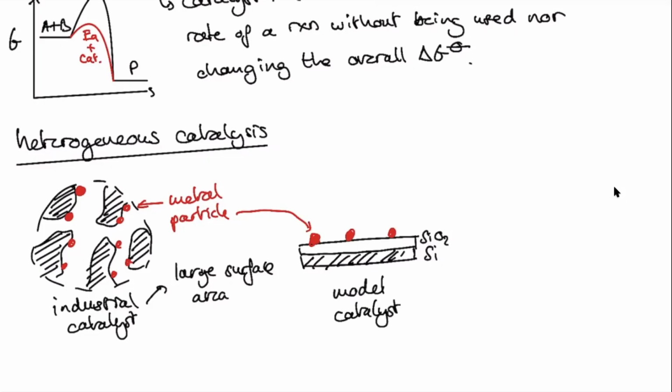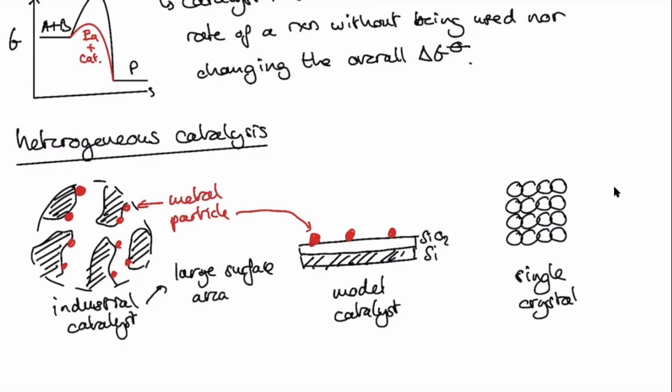And if you go to academia, people even look at single crystal catalysts, right? So you would, for example, take a lattice, and study the catalysis there. So this would be a single crystal. Right, so there are different levels of zooming in. So here I zoom in, and here again I zoom in.